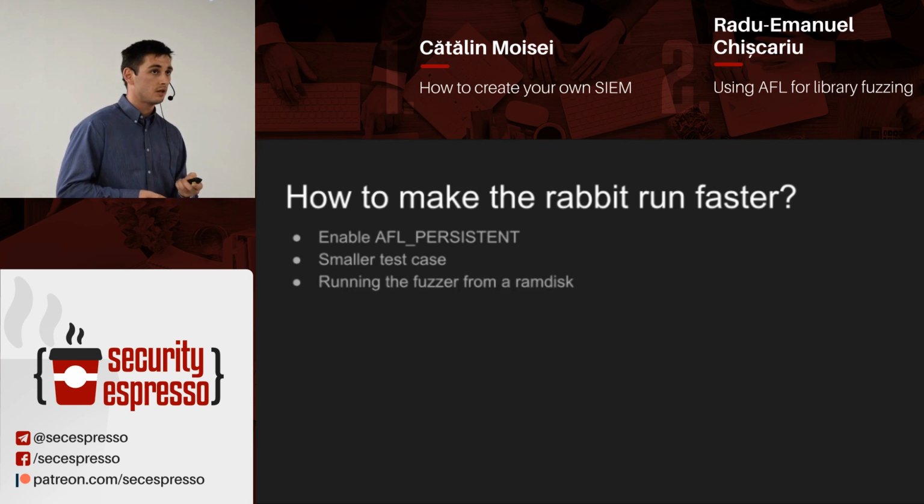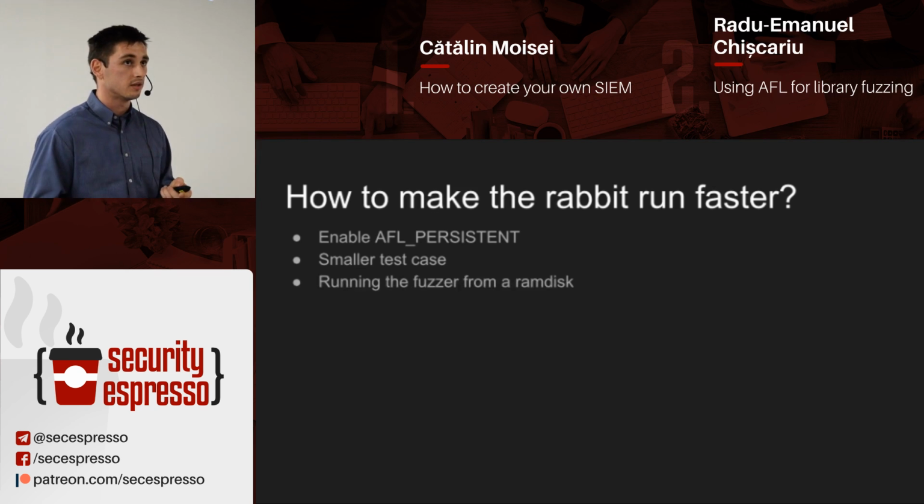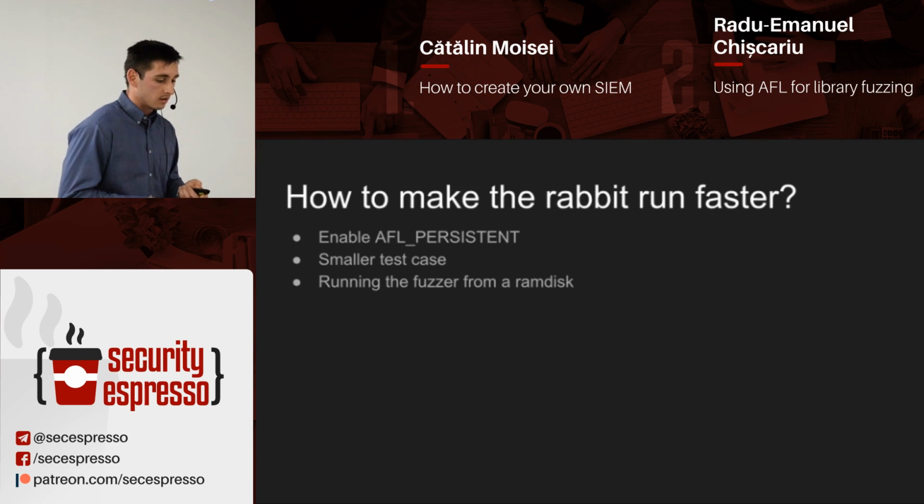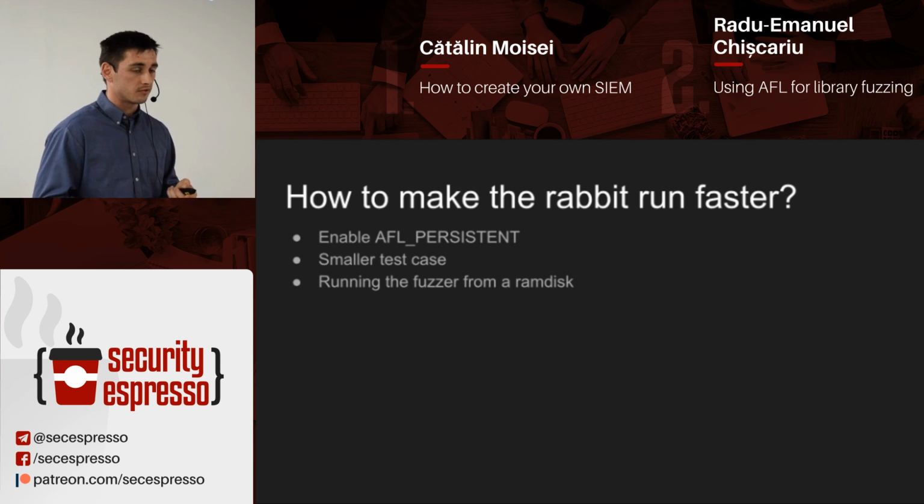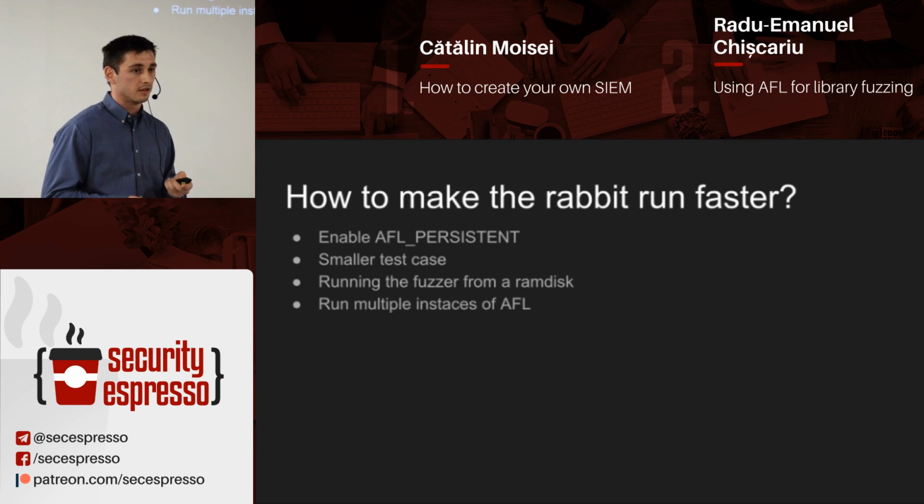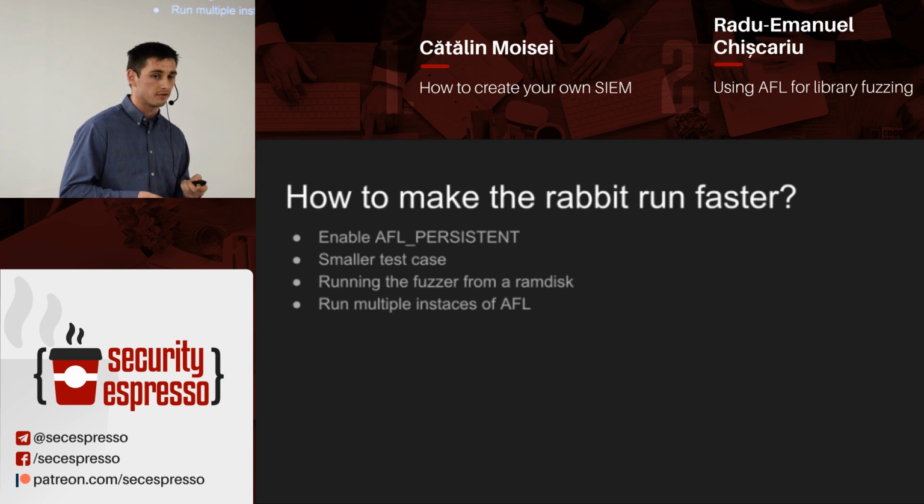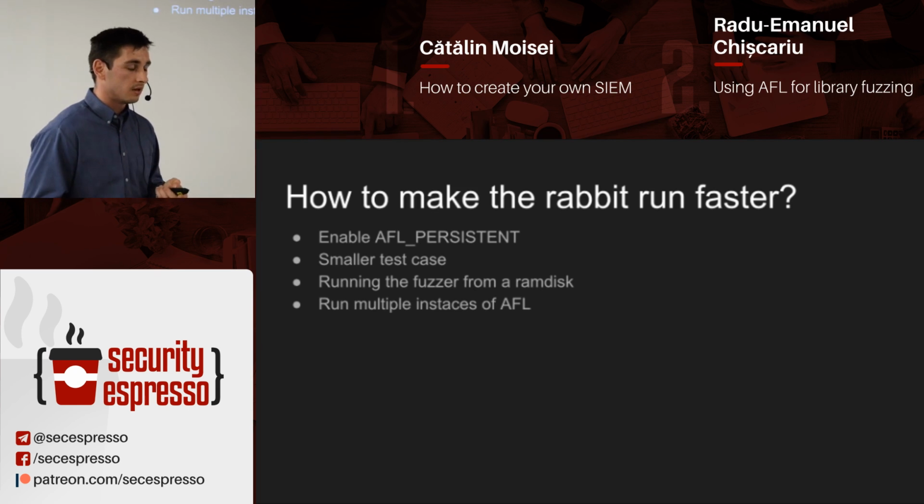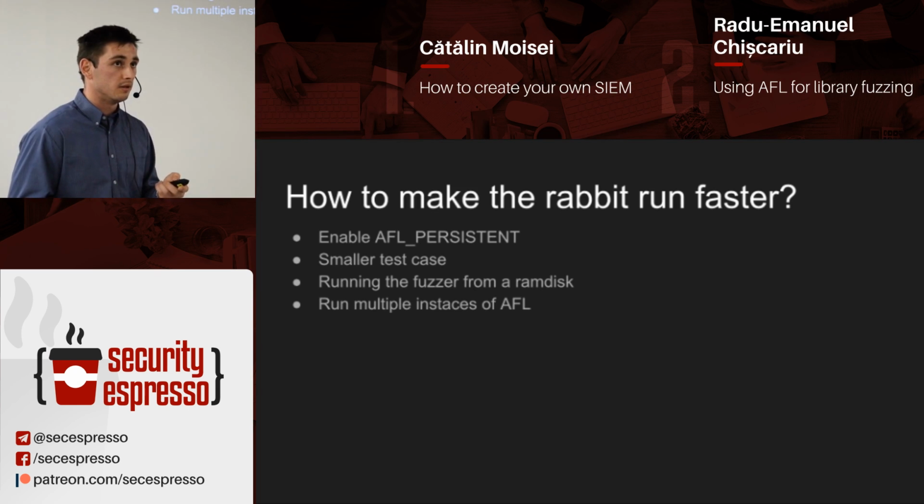Another thing that we can do is to run the fuzzer from the RAM disk. The idea here is to read the actual test cases from the RAM, because as we know, reading from RAM is so much faster than reading from the actual disk. And last but not the least, obviously we can run multiple instances of AFL and improve the fuzzing speed linearly.